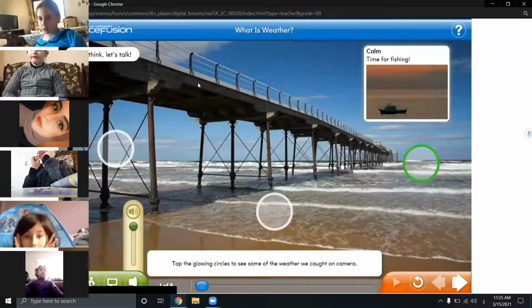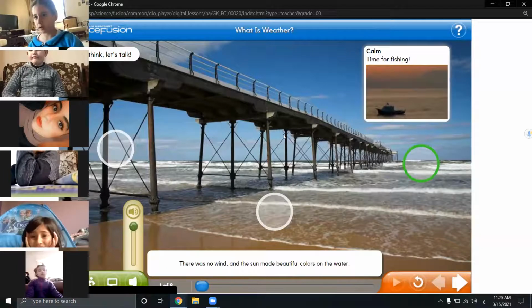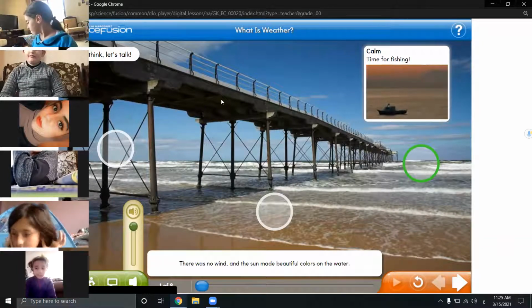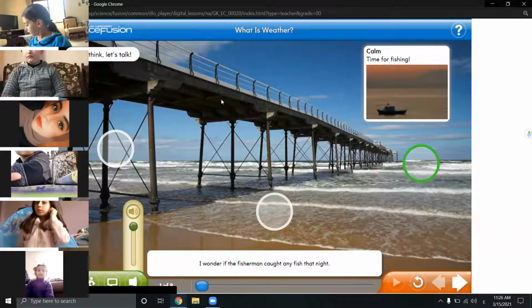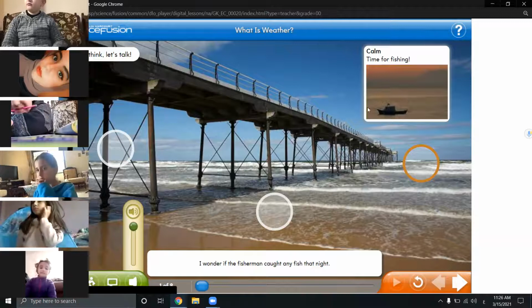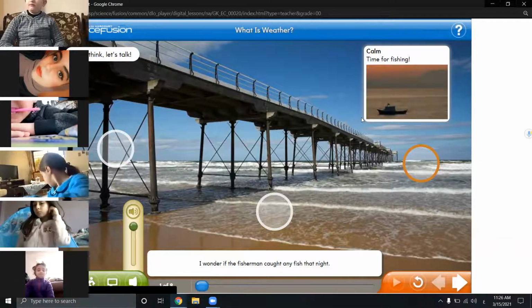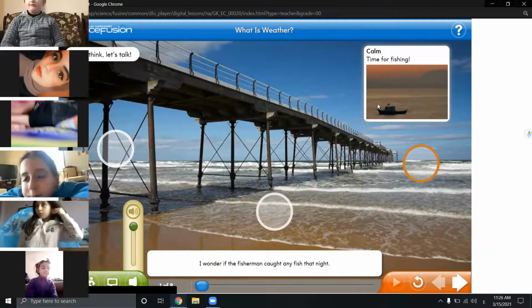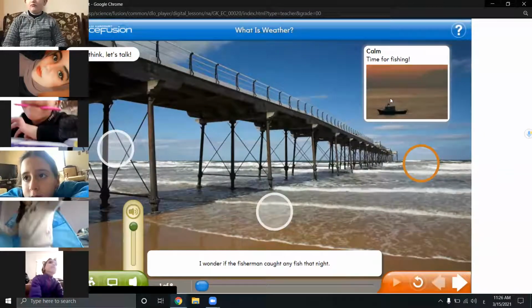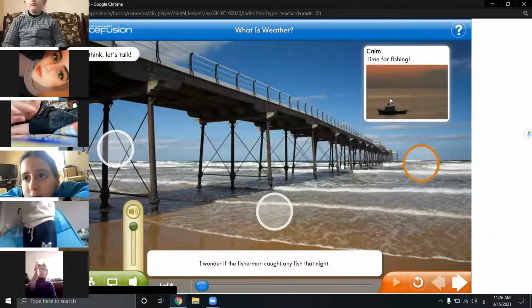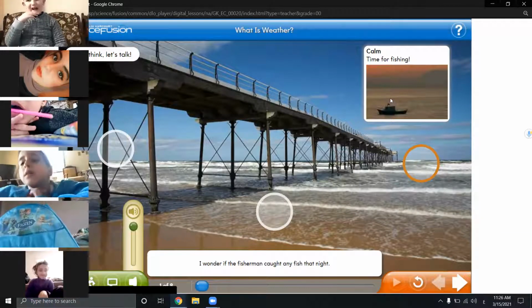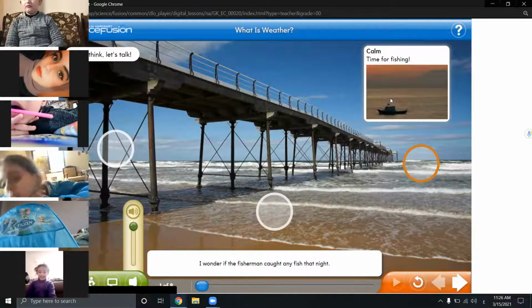Let's see. Some days it was really calm. There was no wind, and the sun made beautiful colors on the water. I wonder if the fishermen caught any fish that night. So here they're telling us that weather can be so calm and without any rain or storms or anything. It can be really calm. And you can do whatever you want, especially if you are a fisherman or a fisherwoman. Okay.